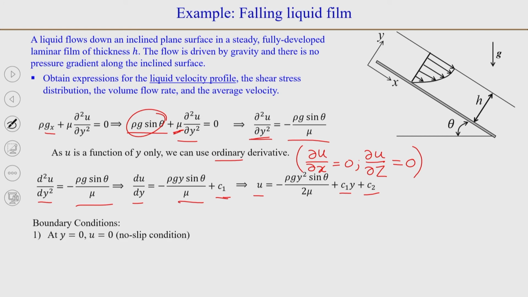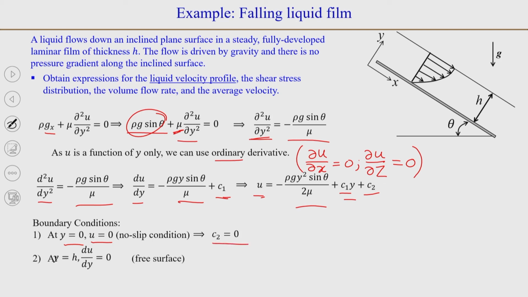Okay. So, at the wall we already know, because this wall is stationary, that at y is equal to 0, u is equal to 0. That is because of the no slip boundary condition. So, when you do that, at y is equal to 0, u is 0. So, this term is 0, this will also be 0, and this term will also be 0. So, you will get C2 is equal to 0.